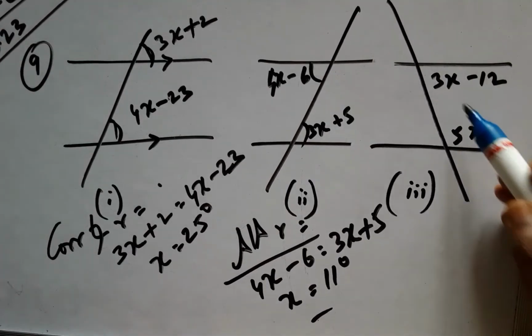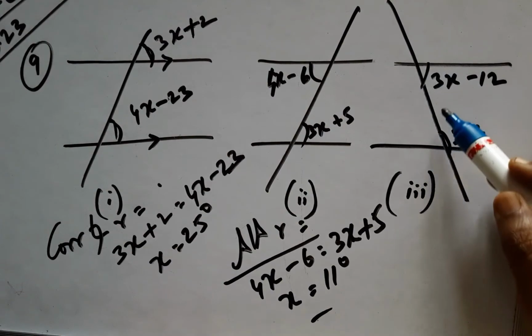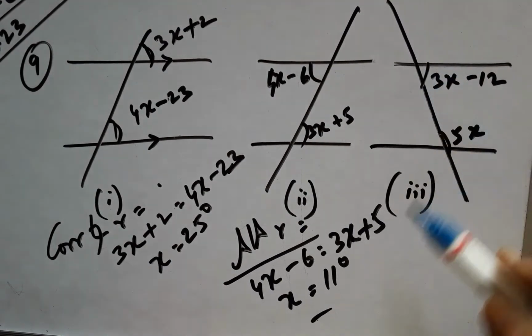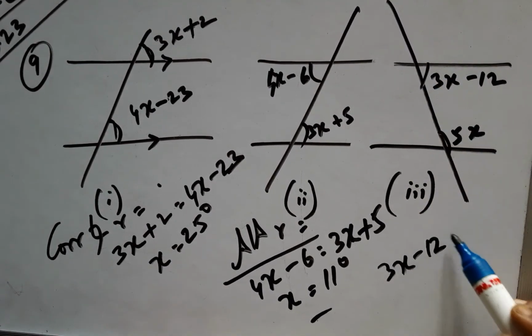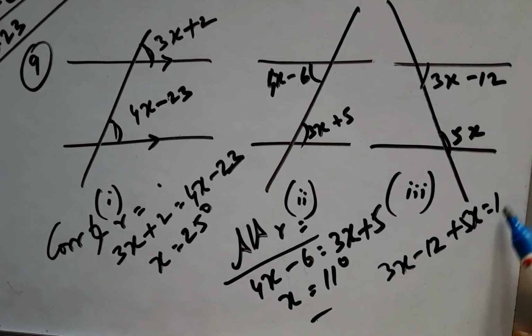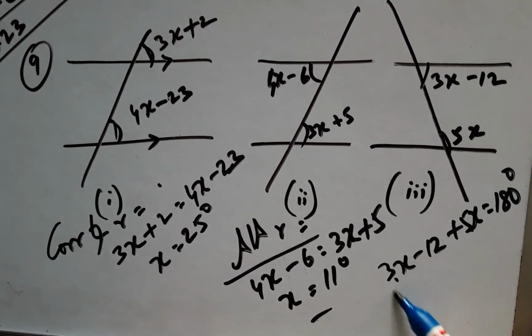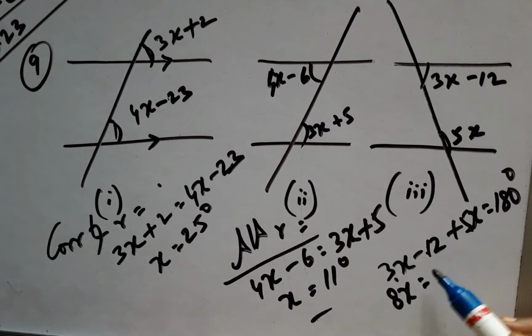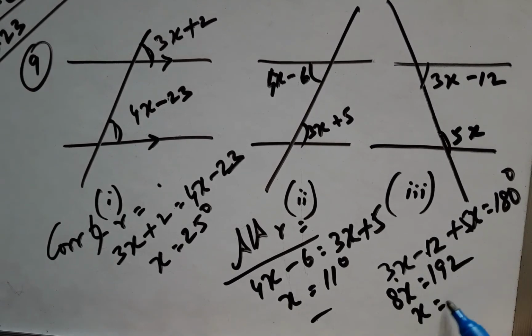And for the last one, these two happen to be co-interior angles. The sum of co-interior angles is always supplementary. Therefore adding up gives 8x, and this going that way is 192, and the x value will be 24 degrees, since 8 times 24 is 192.